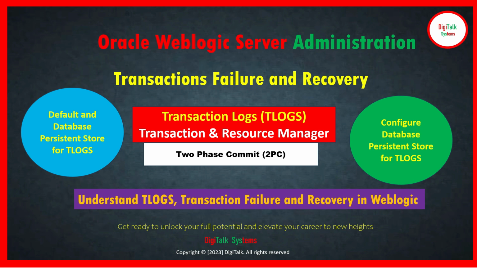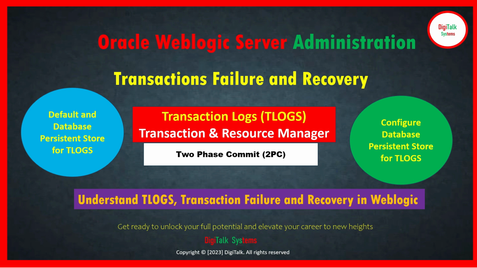Okay, and what is the use and working of the transaction manager and resource manager, the default TLOG store, and the database based TLOG store, that means the transaction logs, which is based on the database. Okay. And apart from that, how the transactions get recovered in case of a failure of a particular server. Okay. Or maybe if you are going to force shut down a server, how the transactions get recovered after the restart. Okay, and along with that, what exactly is a two-phase commit?